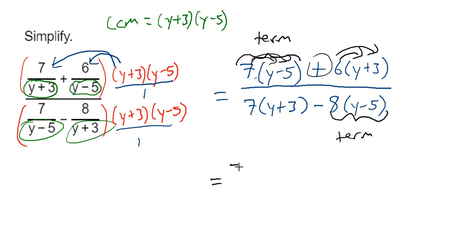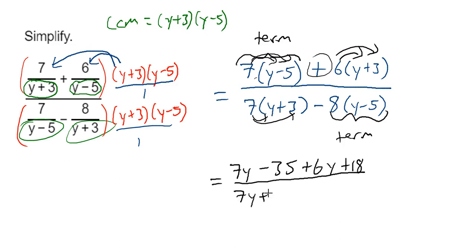So we'll have 7y minus 35, that's what we get from that, plus 6y plus 18. So that's what we get on top. On the bottom, we will have, distributing, 7y plus 21. And here, when we distribute the 8, the negative has to go with it, so we'll get negative 8y plus 40. Combine like terms, and you'll get 13y, and that doesn't look very promising for factoring, minus 17. That doesn't factor.